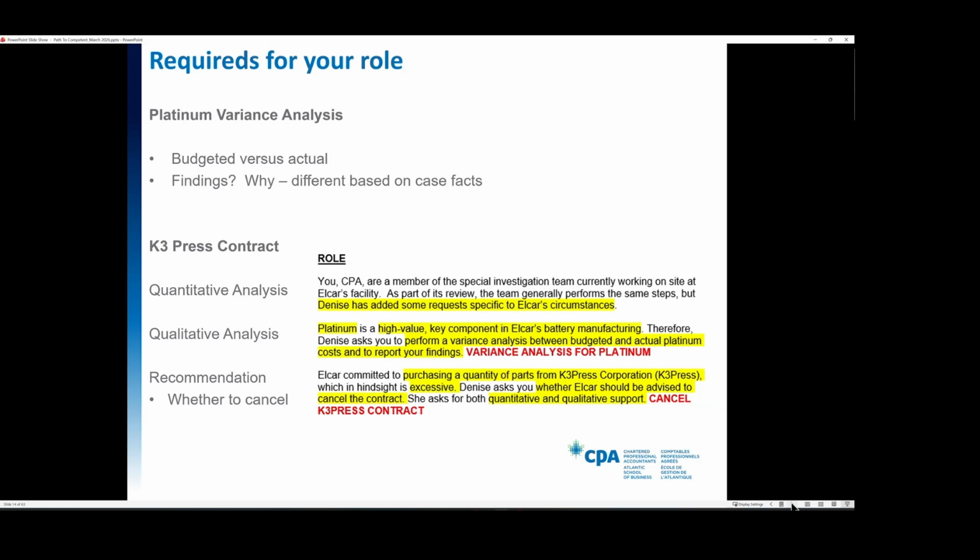So in the first few paragraphs, we've already identified 2 requireds. The first one is that we need to conduct a variance analysis for platinum.